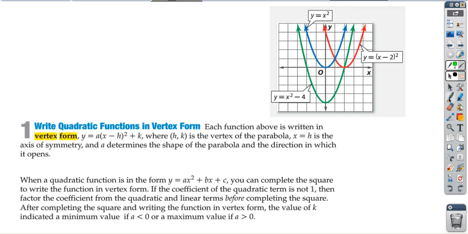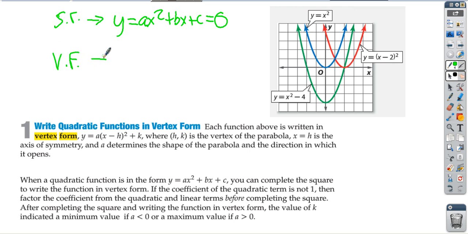Okay, so we already know from past sections that standard form for a quadratic equation looks like this. SF means standard form. Vertex form, VF, looks like this: y equals a, and by the way, that a is the same as the one in standard form, times (x minus h) squared plus k.